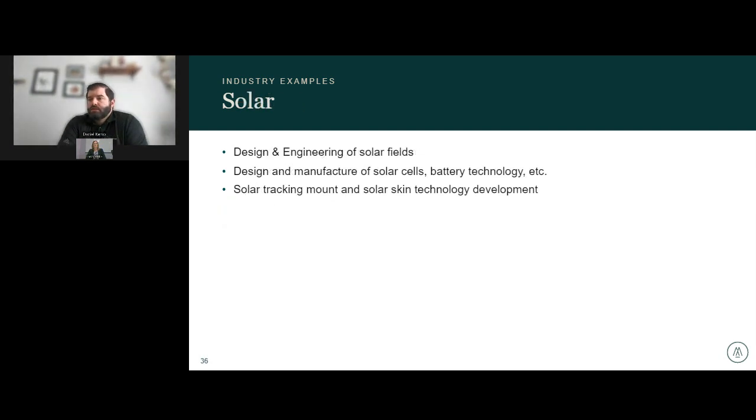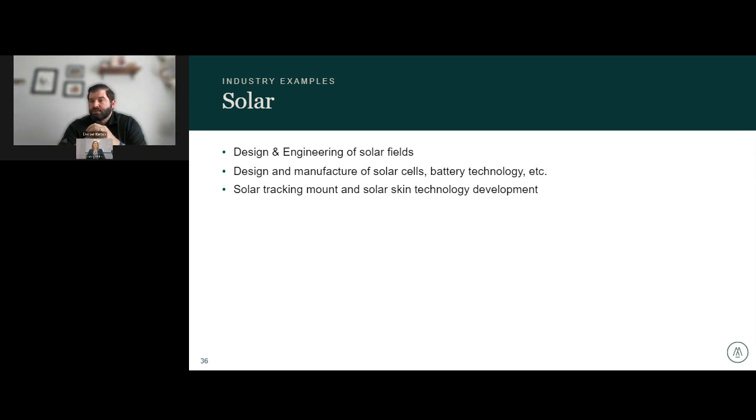Moving on into our renewable space, it's similar to the traditional oil and gas space. There's a lot of design and engineering that goes into solar fields. We're working on a very large client right now out of California that's what they do. They design solar fields. They have all the technology. They have a couple hundred engineers on staff, and that's what they do.